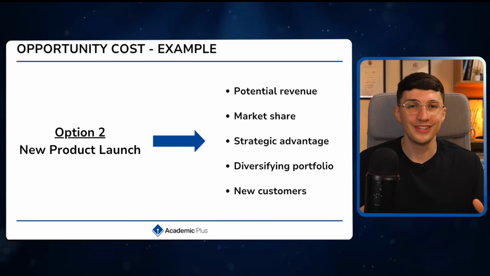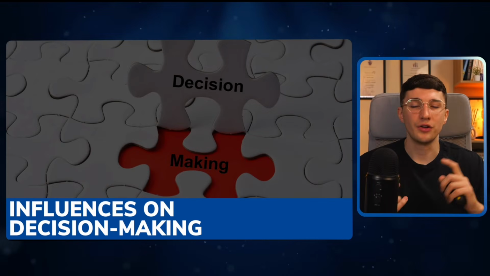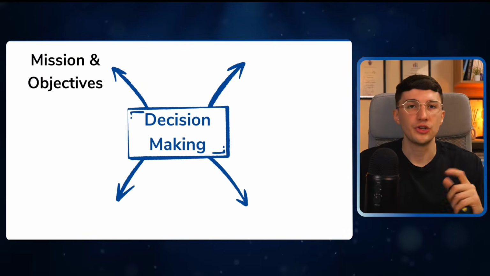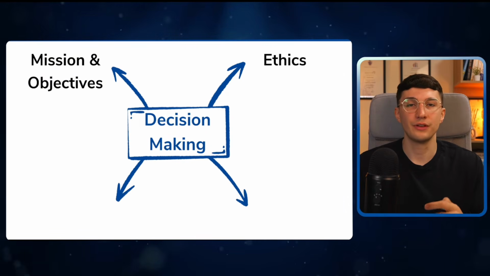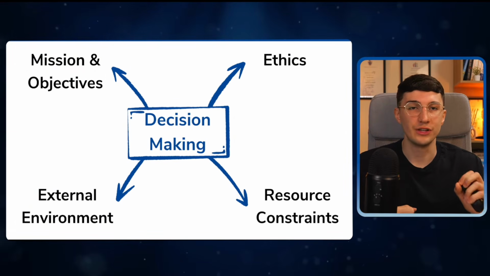But we've also looked at decision trees, and that will also help us quantify the opportunity cost. The next topic that we'll take a look at in this revision video will be the different influences on decision making. Now, there's a few different factors that we've got. We've got the mission and the objectives of the business. We've got different ethical dilemmas. We've got the external environment, and finally resource constraints.